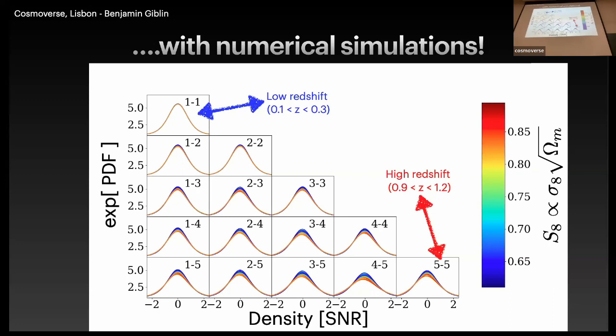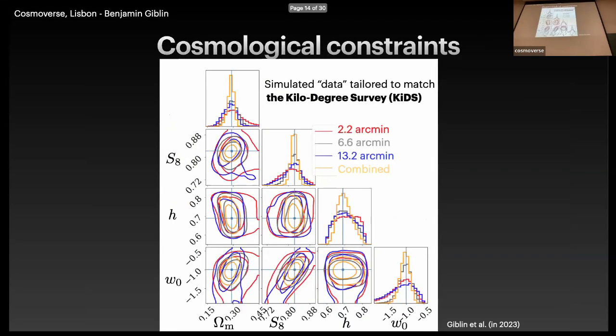So let's show some cosmological parameter constraints. Here we ran an MCMC for simulated data that's tailored to match the most recent data from KiDS. So it matches in terms of the galaxy shape noise, in terms of the redshift distributions of these galaxies, and in terms of the number density. And you can see the constraints on omega m, S8, Hubble, and w0.